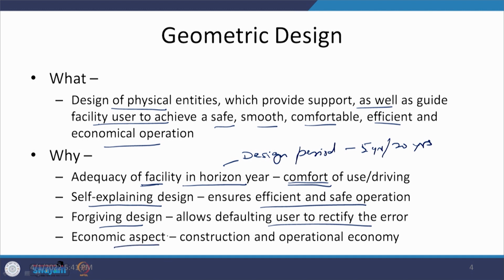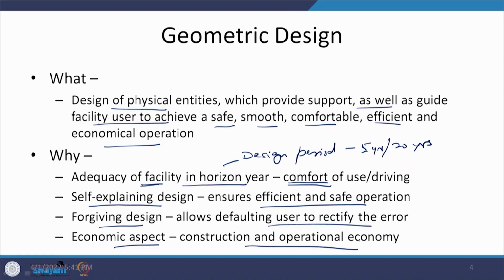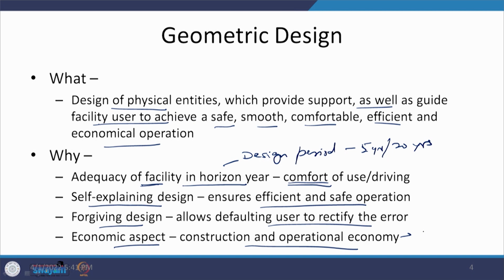The last thing to be looked at is the economic aspect, and this is not only with respect to the provision of the facility, meaning you construct it and therefore need capital money, but at the same time the operational economy should also be there. That means vehicles should move at a desirable speed at which fuel economy is achieved. We will be discussing this towards the end, where we will talk about the level of service related to these things. But what I will emphasize here is that your design should be self-explaining as well as forgiving in nature.